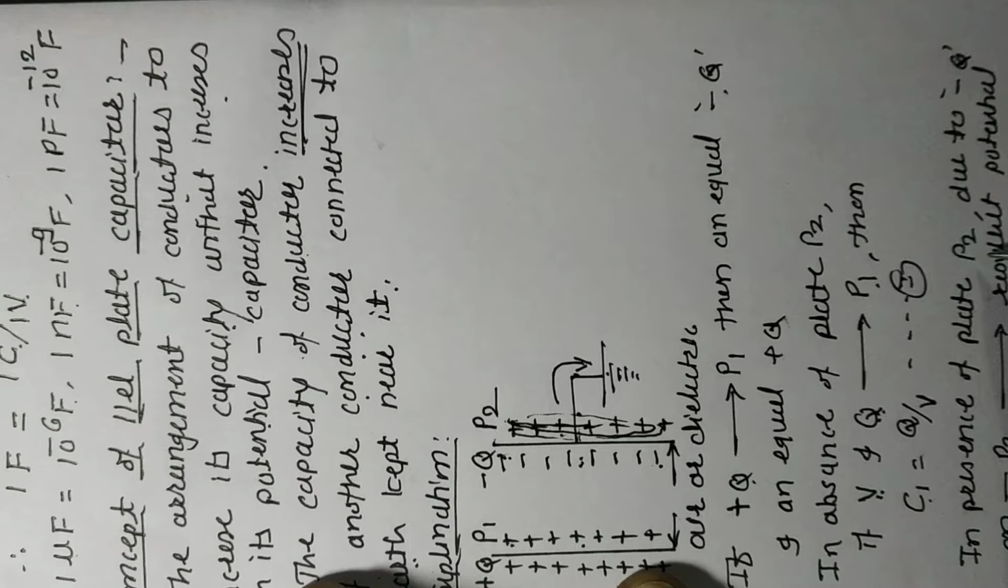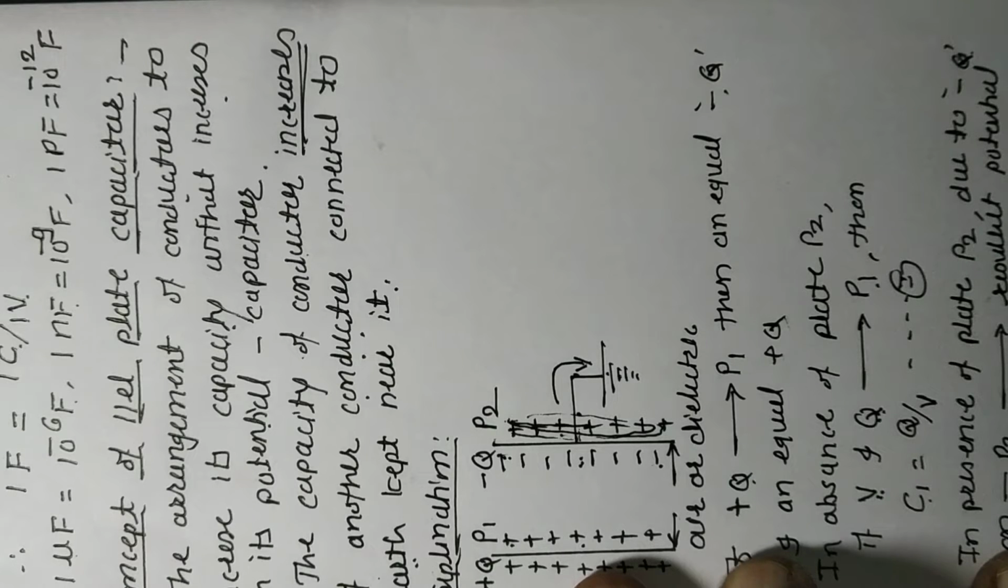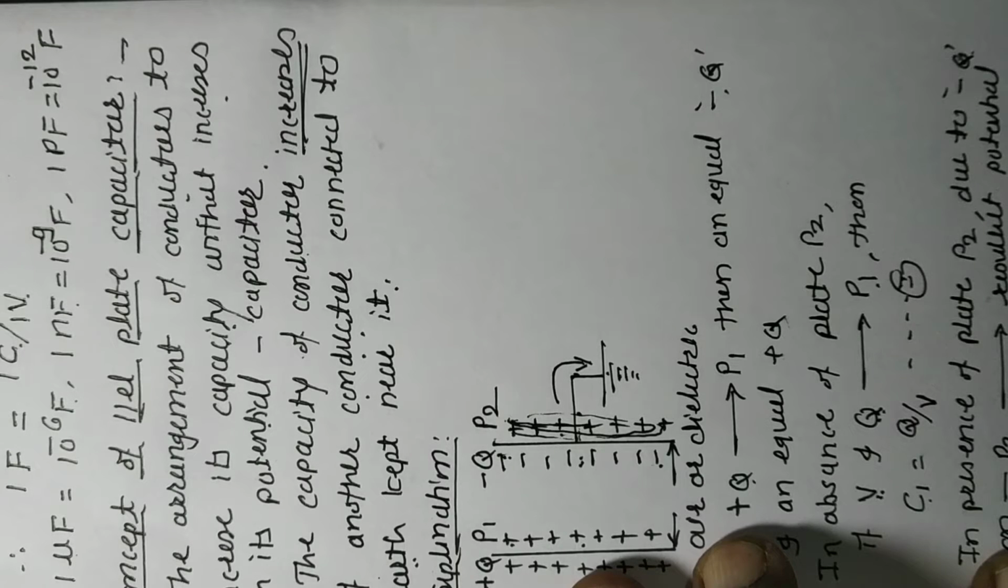In presence of plate P2 due to minus Q charge on P2, resultant potential of plate P1 becomes like this, and therefore capacity of condenser, that is C2, is equal to Q divided by phi minus phi1. Suppose this is equation number 2.